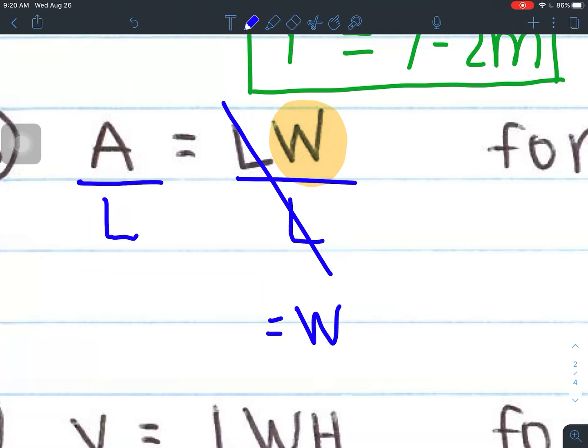And then over here, I have A divided by L. Well, A and L are not like terms, so I cannot combine them, so I would leave them exactly the way they are.